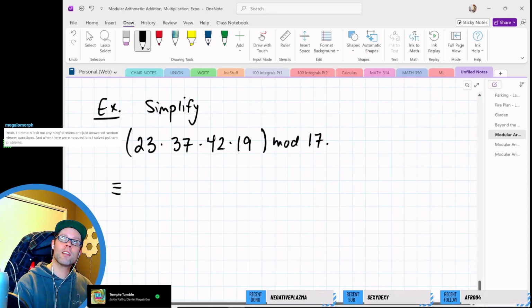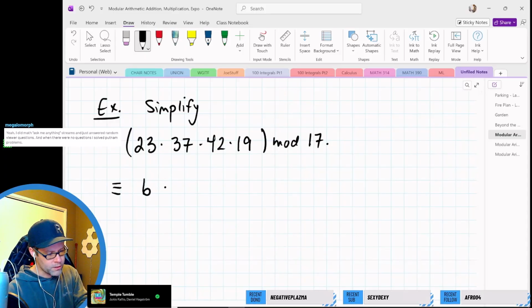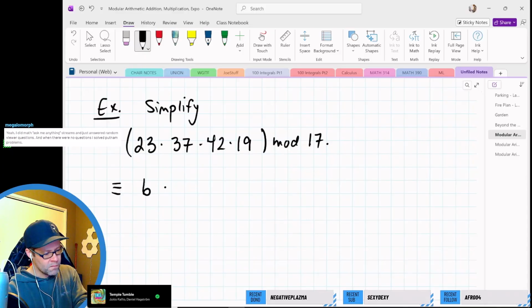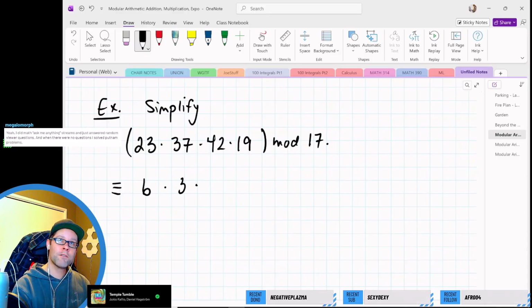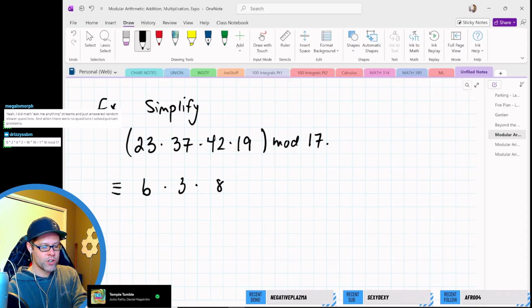How many things are left after I do that? Is it 6? So 23 can get reduced down to 6. What about 37? That'll go to 20 and then to 3. Is that 3? 17 doesn't divide 42. The closest I can get is 34, right? So 34, so 6, so 8. Please double check my remainders.